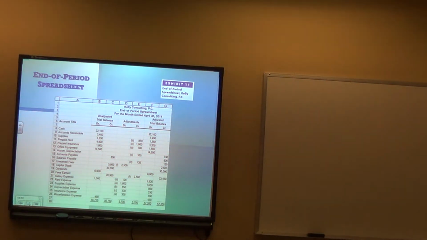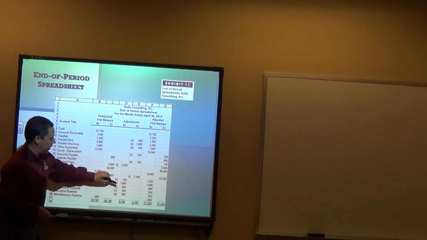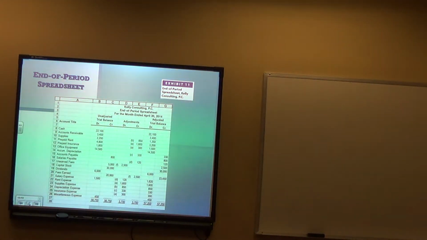This is the end of period spreadsheet, which is not required, but it makes it a little easier to see how everything was done. As you can see here, these are the adjustments that can be made. Obviously, if you make an adjustment in one spot, you have to make a debit and a credit. So remember that, it ties to something else.